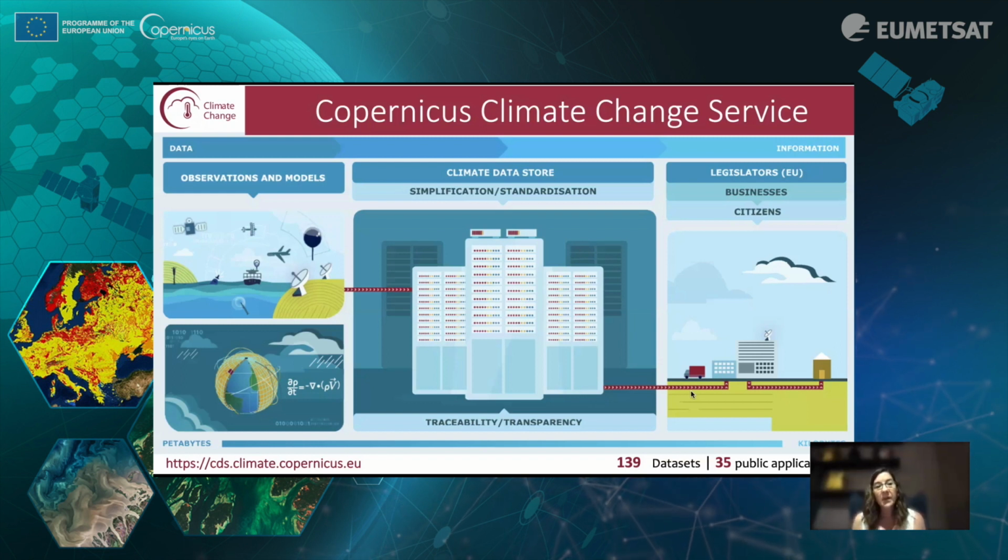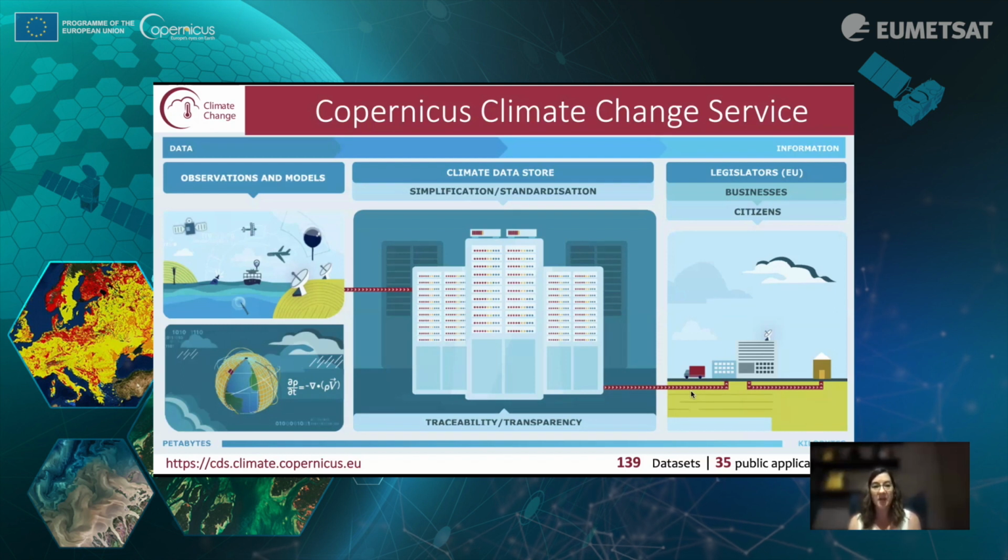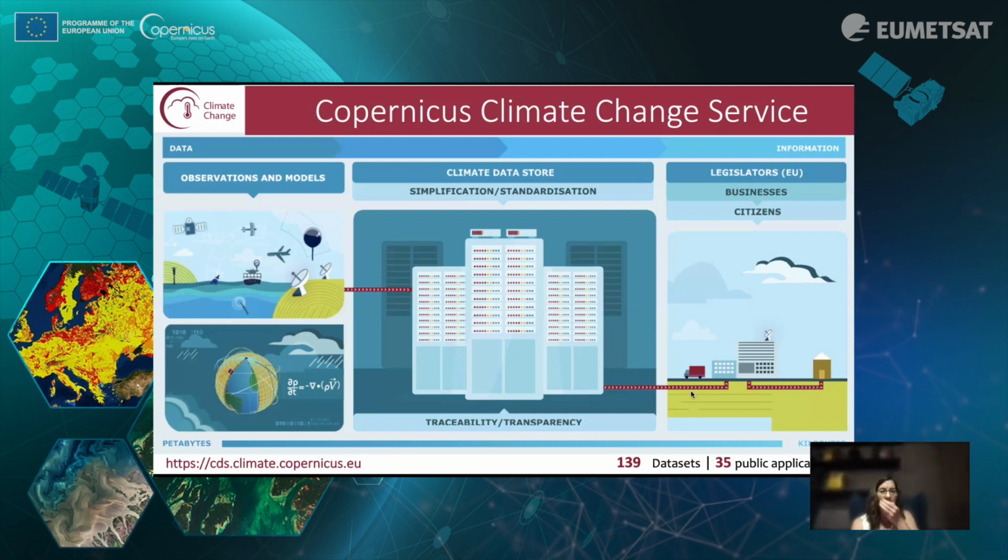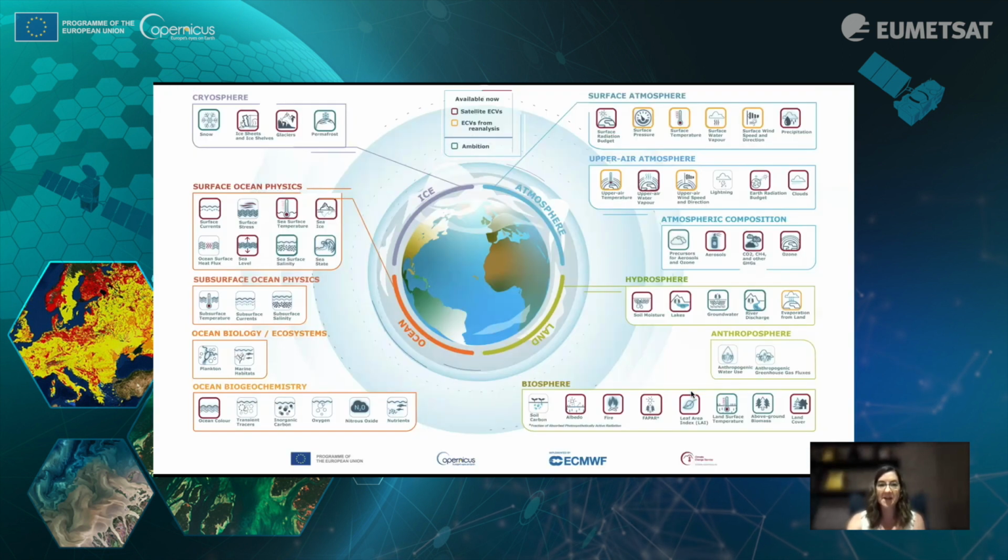And the way we really like to think about C3S as a service is that we're effectively converting petabytes of data into kilobytes of information for society. We do this by combining observations from the air, from the sea, from the land, anywhere we can get. So we're combining satellite information with in situ information, with models, and enabling society to plot that data themselves.